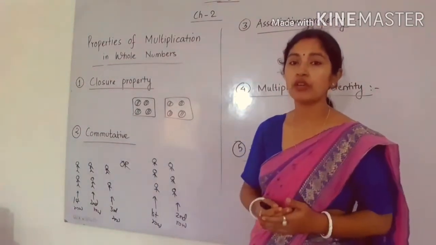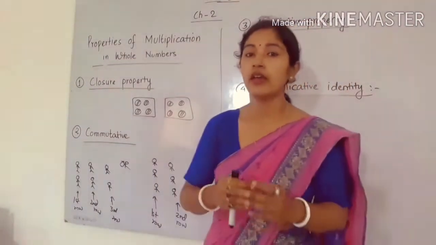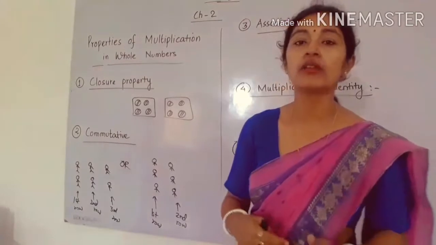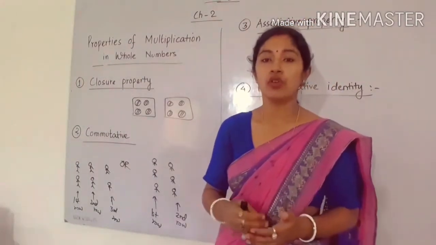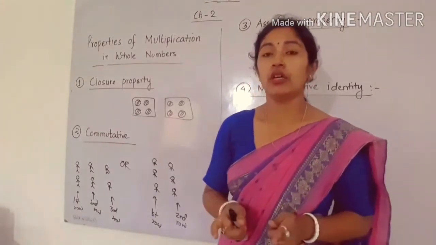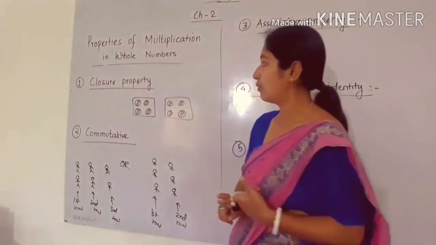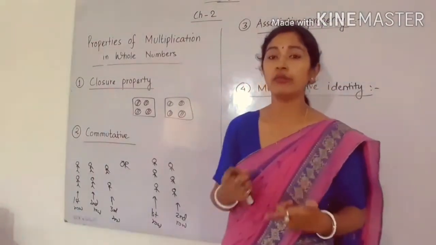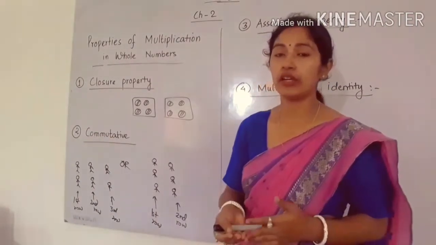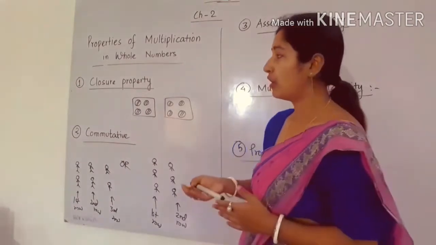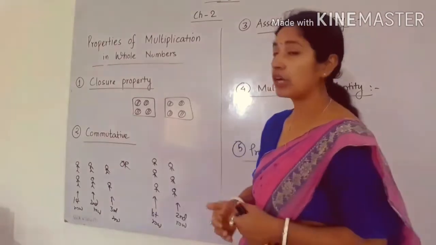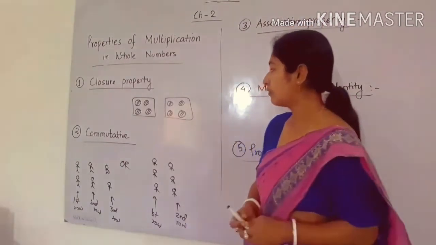In the closure property, what you have to check is, if we take two whole numbers and multiply them, because this property is about multiplication, so you have to use the operation multiplication. Whenever we multiply two whole numbers, what do we get? Is the answer a whole number or not? If the answer is a whole number, then the closure property is satisfied. If it is not a whole number, then the closure property does not hold true for multiplication of whole numbers. So here I have taken one example.